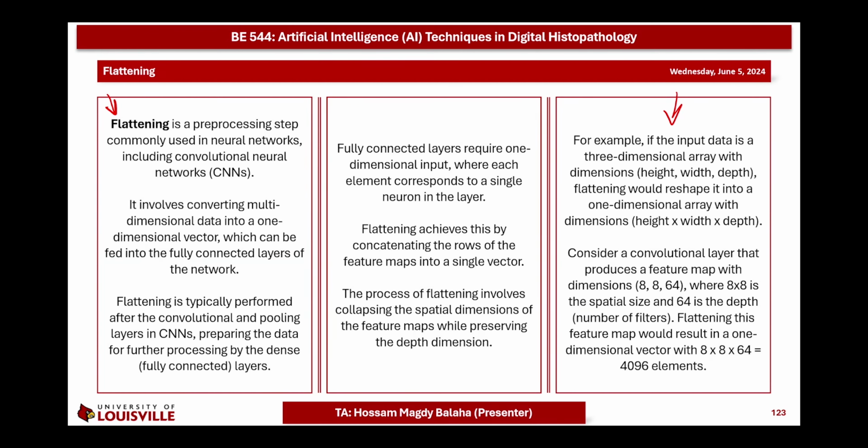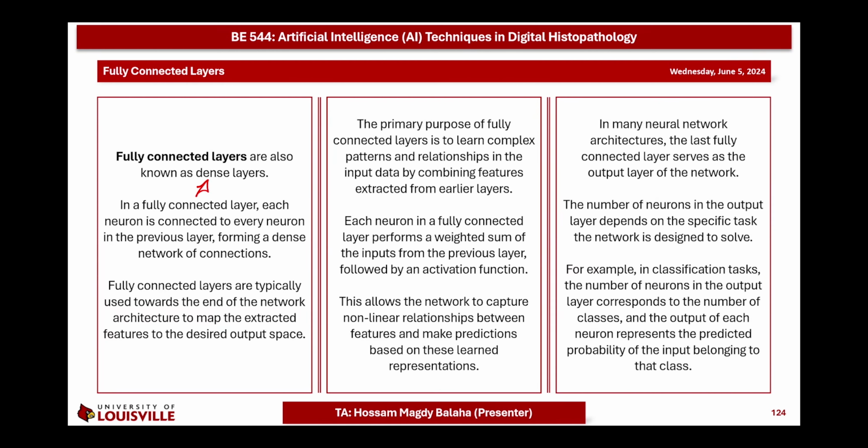Then you apply fully connected layers, and fully connected layers or FC layers are also known as dense layers, where each layer in the fully connected part consists of neurons, and each neuron is connected to all of the neurons in the previous layer. That's why it's called fully connected. The primary purpose of fully connected layers is to learn complex patterns and relationships in the input data by combining features extracted from the earlier layers, by doing an operation at each neuron, which is called a weighted sum of the inputs from the previous layer, followed by an activation function.